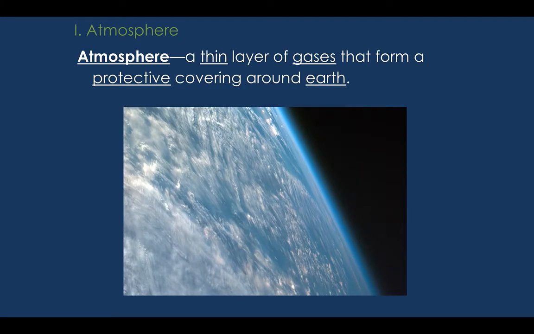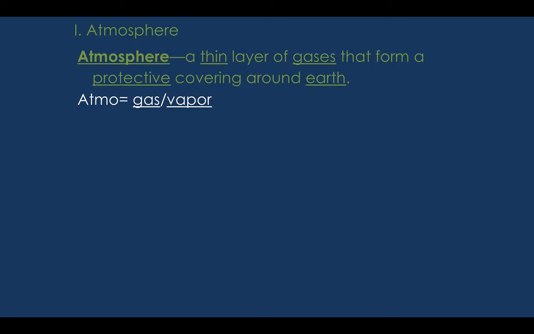So the atmosphere is a thin layer of gases that form a protective covering around the Earth. The word atmosphere comes from 2 root words. Atmo means gas or vapor, and sphere, you're probably already familiar with, means circle. The atmosphere is really important, and it's important for several reasons.